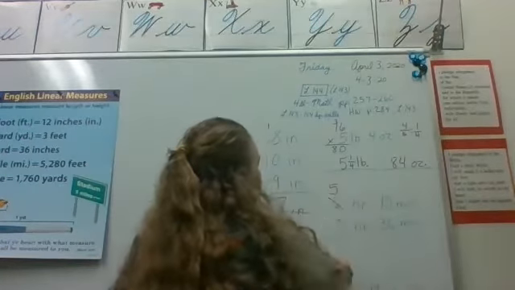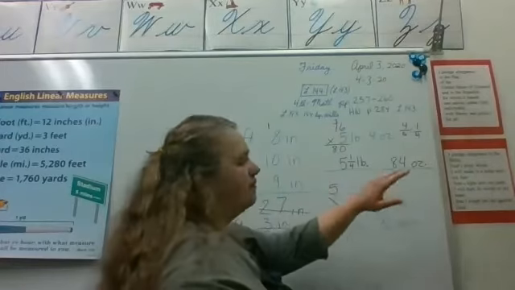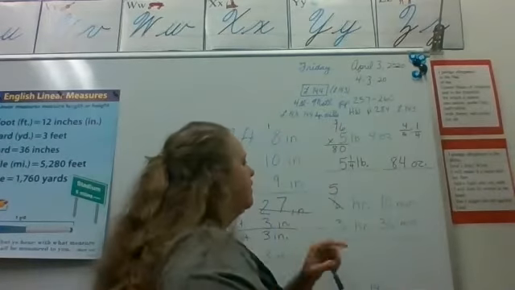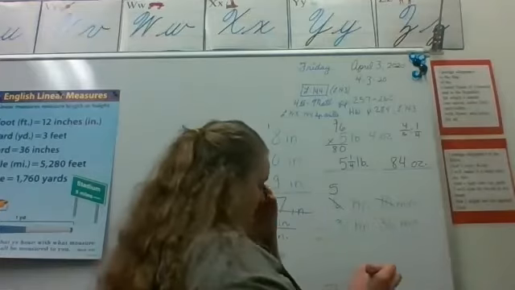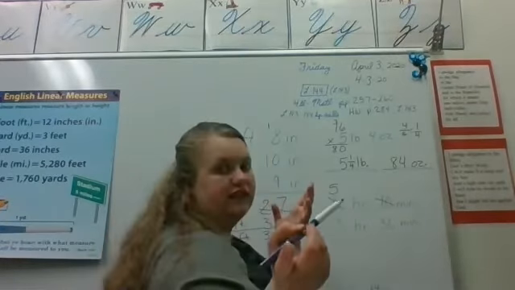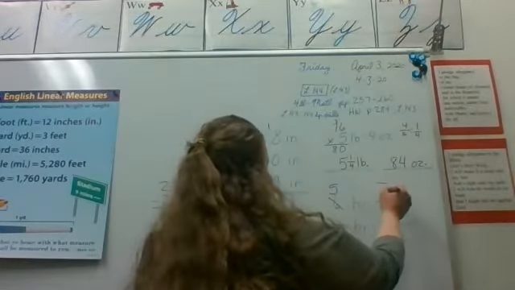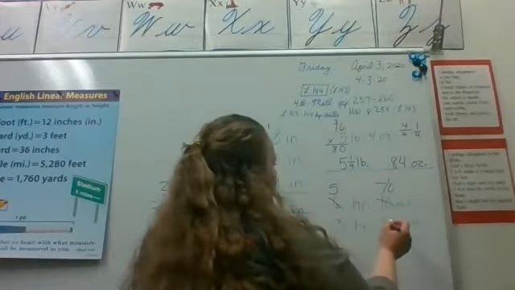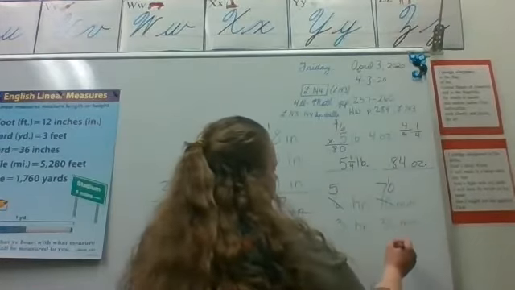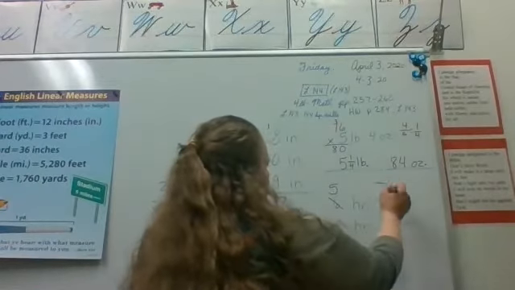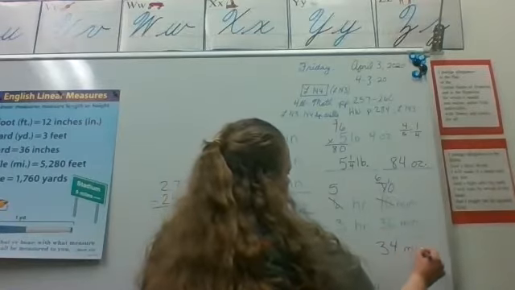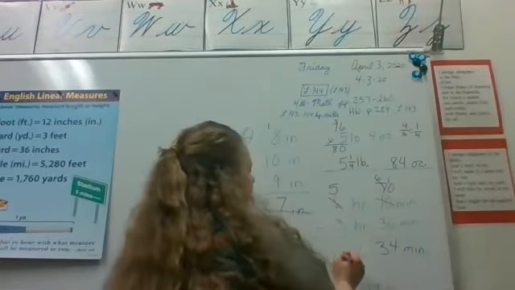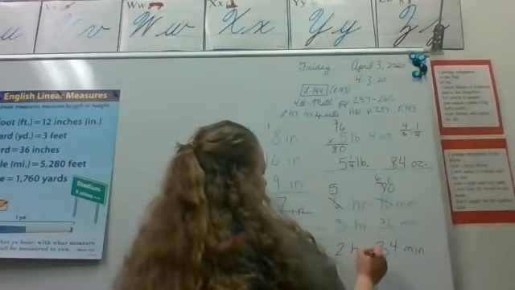So we're gonna borrow. We're gonna take a whole hour away and add the minutes over here. So how many minutes are in an hour? Cross that out. 60. So 60 plus 10 is 70, okay? So now we can subtract. 10 minus 6 is 4. 6 minus 3 is 3. 34 minutes. 5 minus 2 is 2 hours.